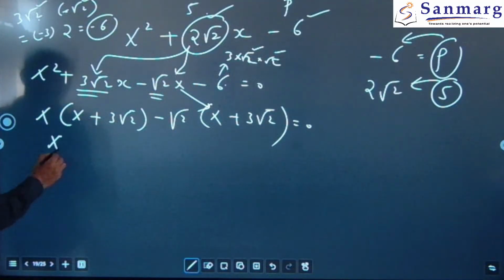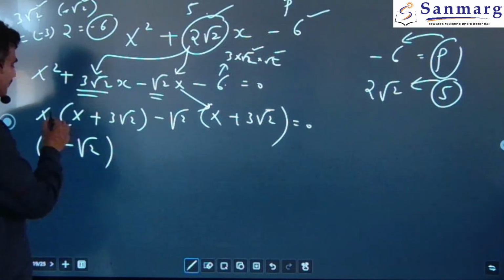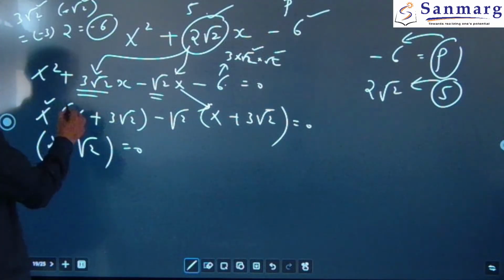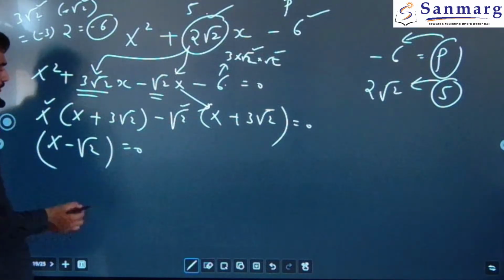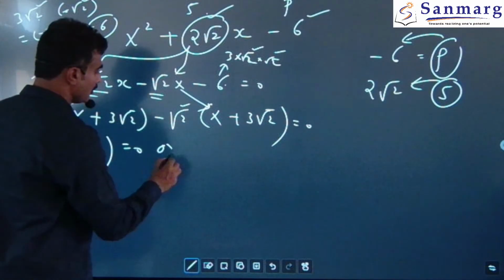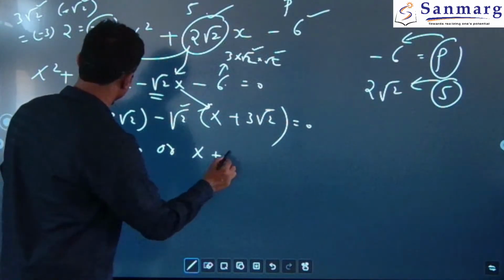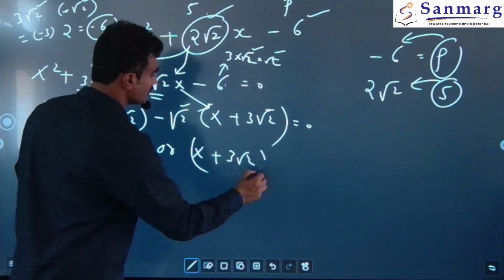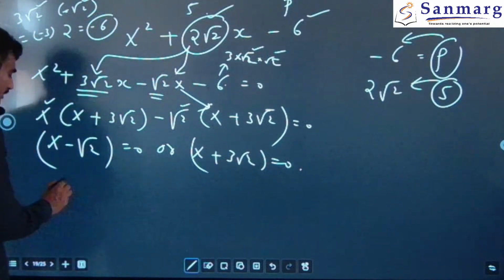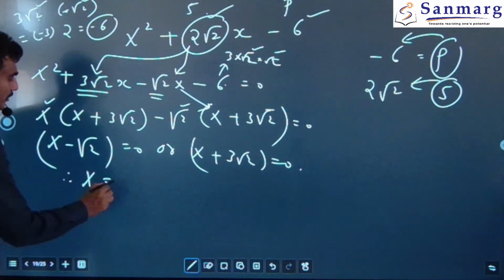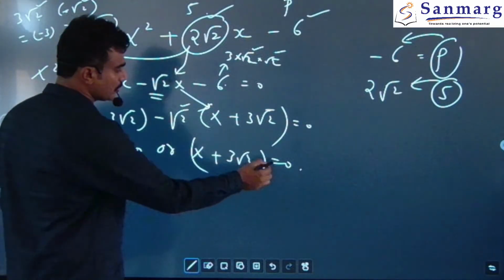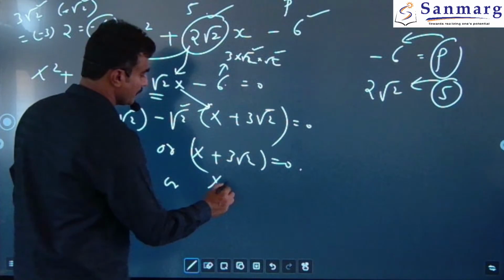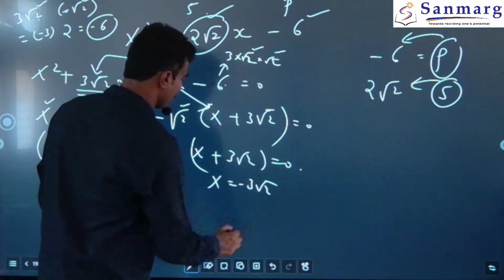So the next step is again equating. x minus root 2 is equal to 0. Here x, and here remaining is minus root 2. Or another possibility is x plus 3 root 2 is equal to 0. Therefore x minus root 2 is equal to 0, x equal to root 2. And x plus 3 root 2 is equal to 0, therefore x is equal to minus 3 root 2.